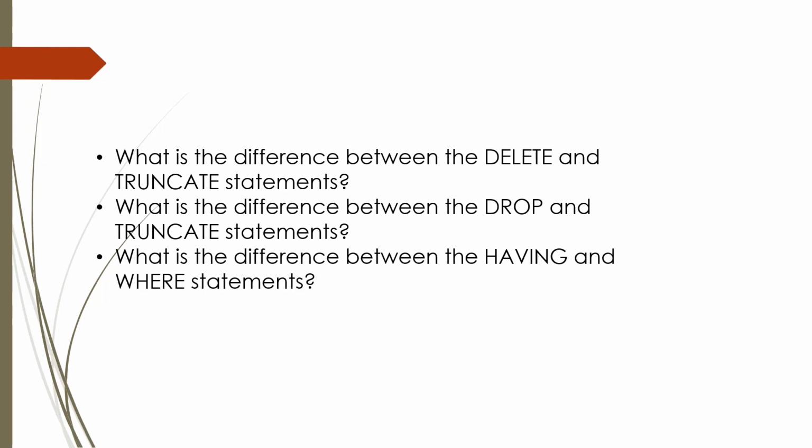Next question is, what is the difference between having and where statements? The first one works on aggregated data after they are grouped, while the second one checks each row individually. If both statements are present in a query, they appear in the following order: where, then group by, and then having. The SQL engine interprets them in the same order.